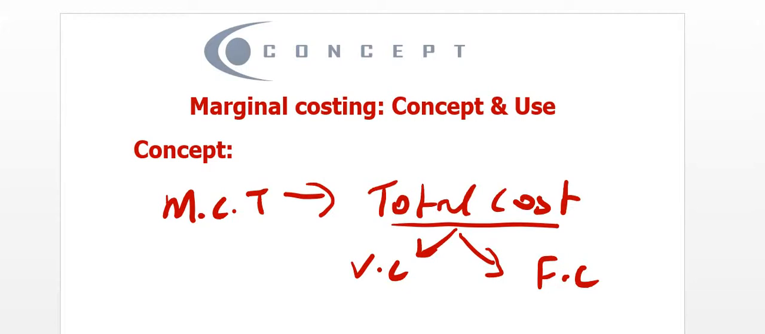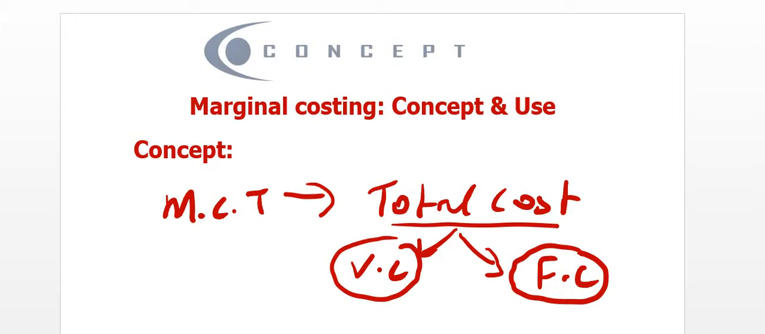Now let us just try to understand what is the meaning of variable cost and fixed cost, and then we will try to understand why we convert the total cost or bifurcate the total cost into variable cost and fixed cost. So the first cost which we are having is the variable cost. Now variable cost is the cost which is going to change with the change in level of activity. That means if I'm talking about my production, that is the quantity, if my production is increasing, my variable cost will increase. If my production is decreasing, my variable cost will also decrease.